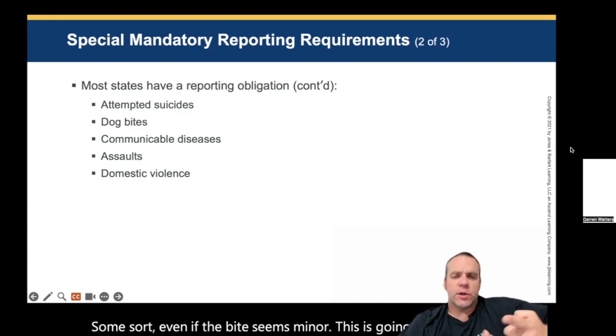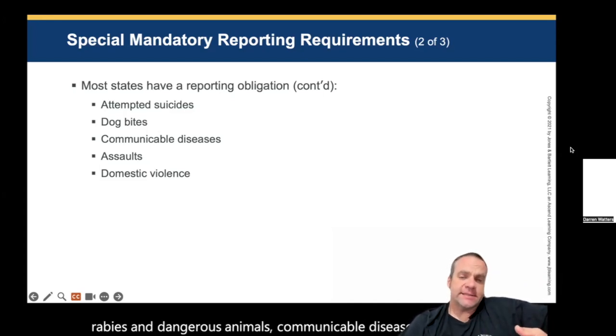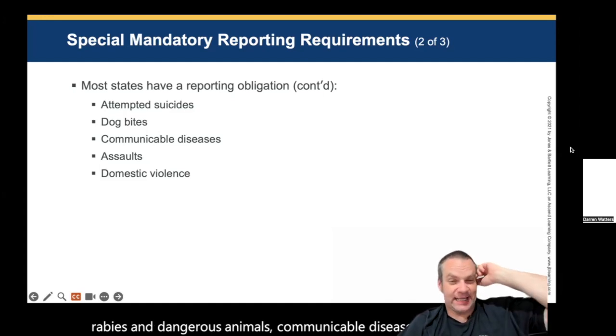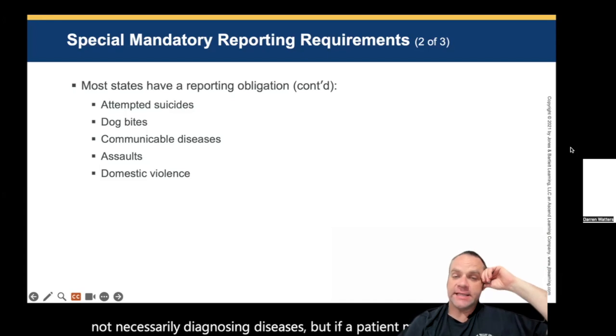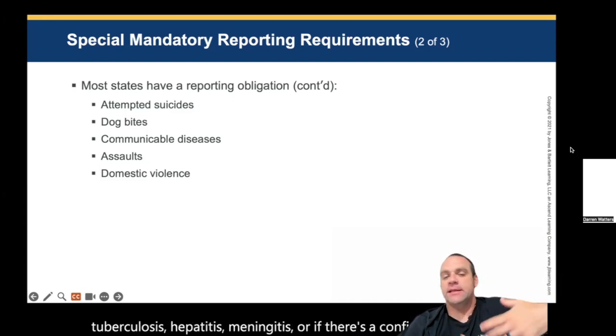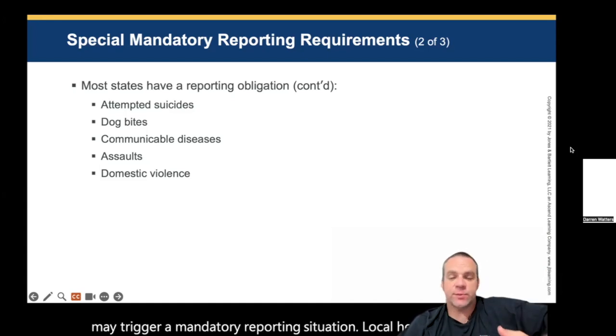Communicable diseases. So you're not necessarily diagnosing diseases, but if a patient mentions like tuberculosis, hepatitis, meningitis, or if there's a confirmed case, it may trigger a mandatory reporting situation. Local health departments often track outbreaks this way, so they can stay ahead of it.